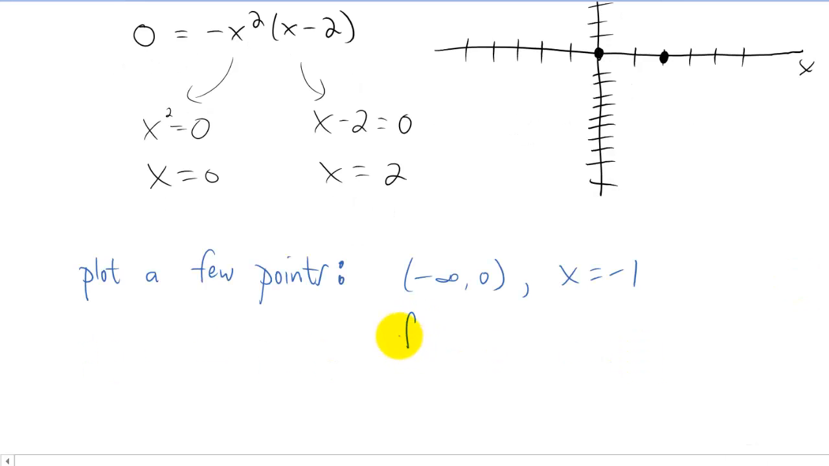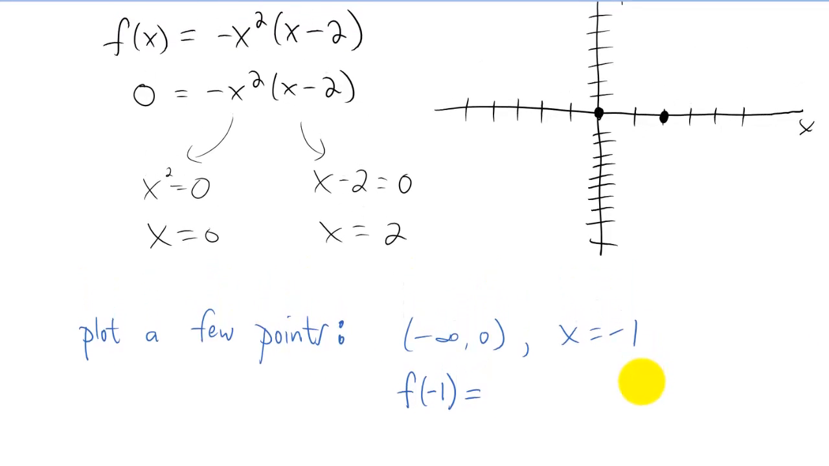Plug that x value into the function, and the notation for that looks like this right here. We get f of negative 1. We're just replacing x with a negative 1. And we end up getting negative 1 squared, negative 1 minus 2. And if you do that calculation, let's see, you get 1 times negative 3, but the whole thing is negative, so I think it's going to be positive 3. That gives you another point on the graph, the point negative 1, 3. So that would be this point right there. We can do this a couple more times.